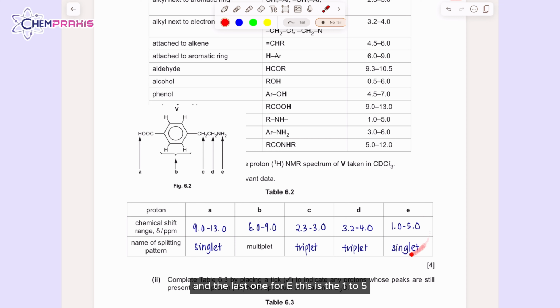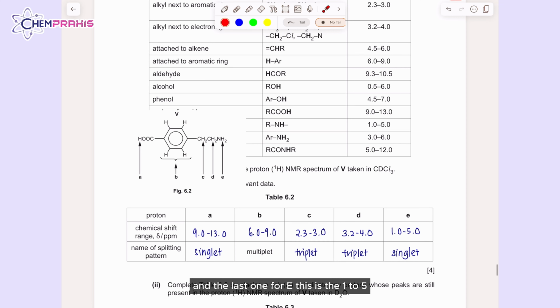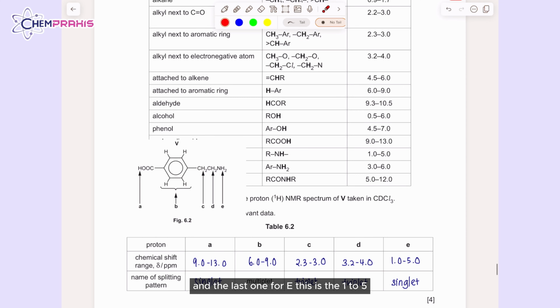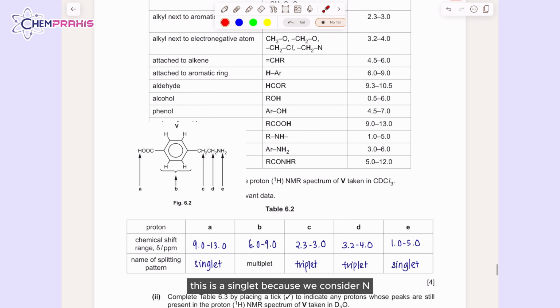And the last one for E, this is the 1 to 5 because they are the hydrogen attached to the nitrogen. So this is a singlet because we consider N, and N doesn't have any other neighboring hydrogen atom. So usually for NH and OH, they will have a singlet.